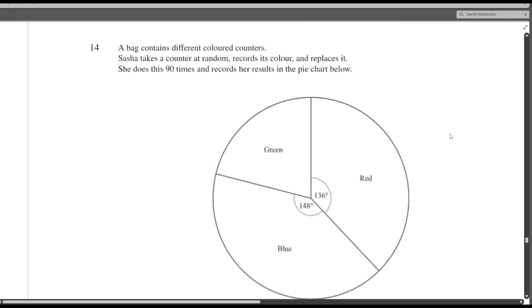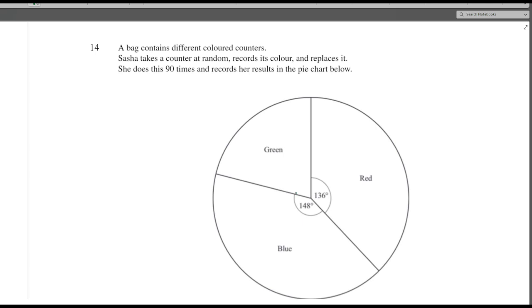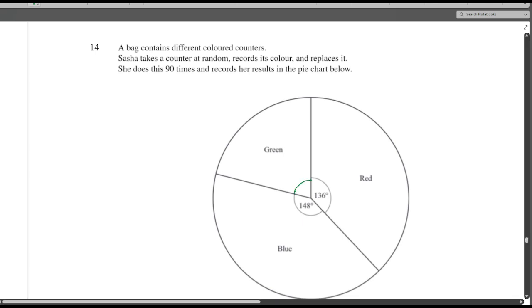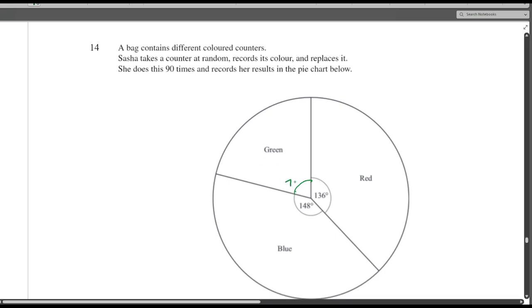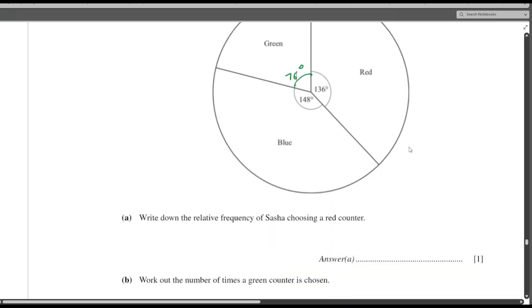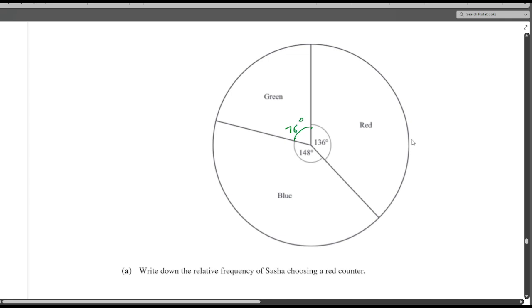Now let us figure out what this angle is. The total angle is going to be 360. So 360 minus 148 minus 136. The result here is 76 degrees. Now the first question is to write down the relative frequency of Shasha choosing a red counter. So the red counter is 136 degrees out of 360 degrees.